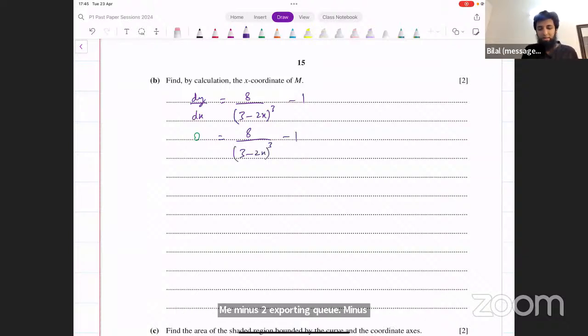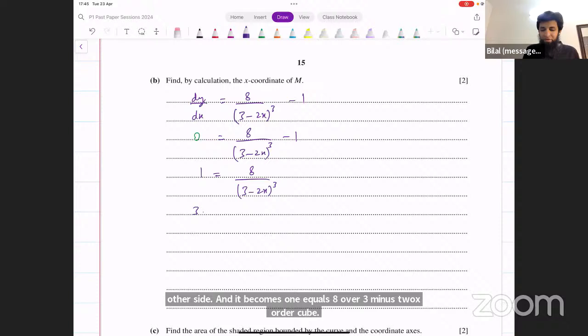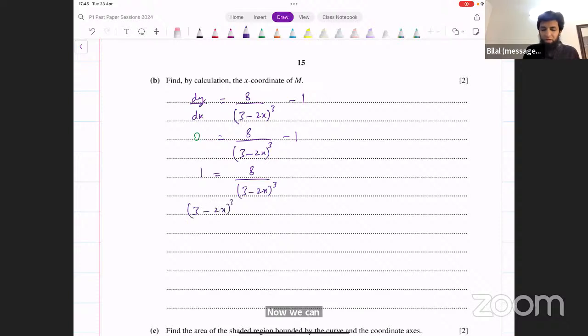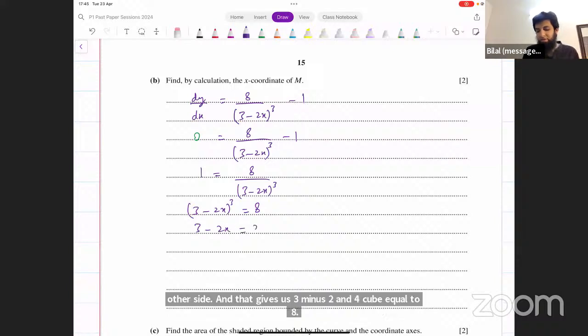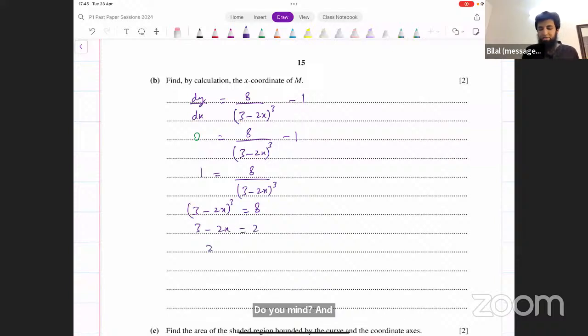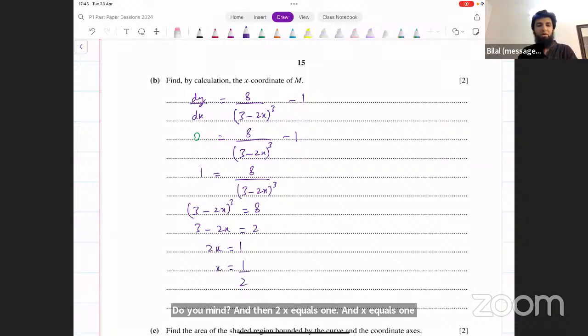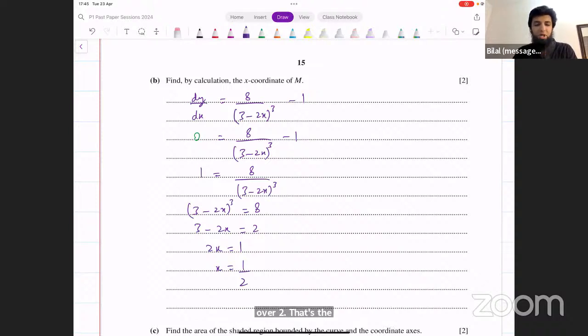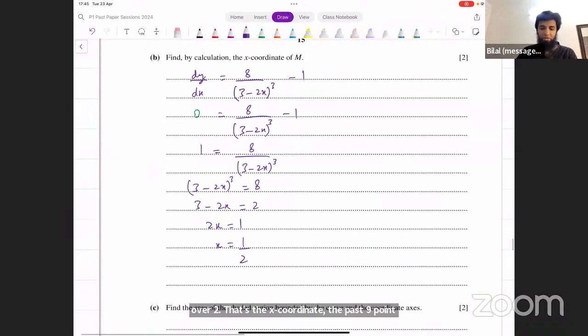1 goes to the other side, and it becomes 1 equals 8 over (3 minus 2x) whole cube. Now we can cross multiply, and that gives us (3 minus 2x) whole cube equal to 8. Take cube root on both sides. 3 minus 2x equals 2. And then 2x equals 1. And x equals 1 over 2. That's the x coordinate of that point m. That was the turning point. That's all that we've got to do there.